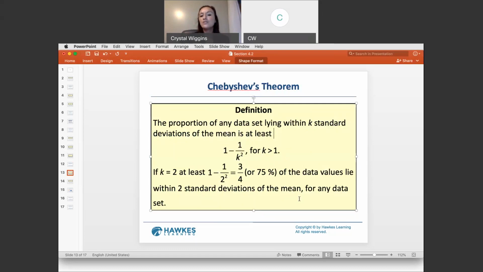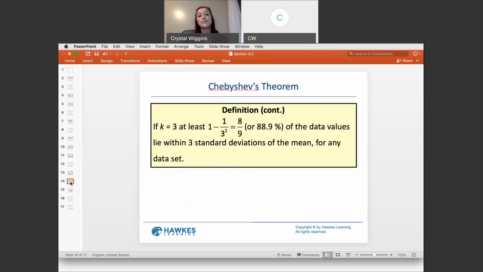So why do we have two theorems that are talking about percentages of data within standard deviations? Because Chebyshev's theorem does not need a normal distribution in order to be used. The empirical rule, which is what we just covered with the specific 68, 95, and 99.7, absolutely has to be working with a symmetrical data set.